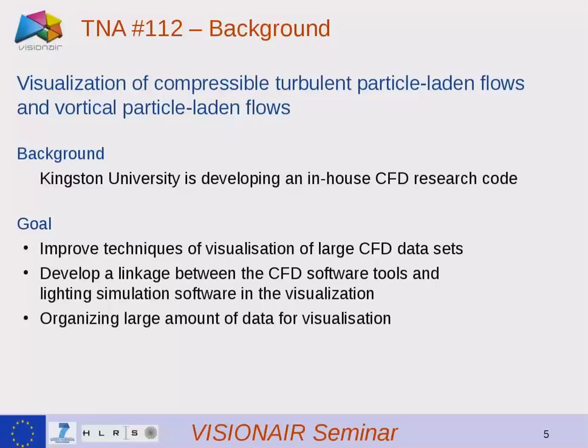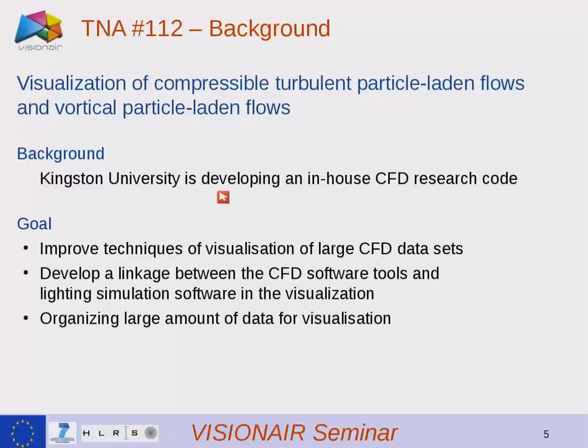So the goal of the project was just to improve the techniques of visualization of large CFD data sets which are coming out of their simulation code, and then trying to figure out how to link their software with the visualization in a good way. And of course, CFD data is always huge data. We had a lot of work to do to organize and to handle the large amount of data which is coming out of the simulation and prepare it for visualization.